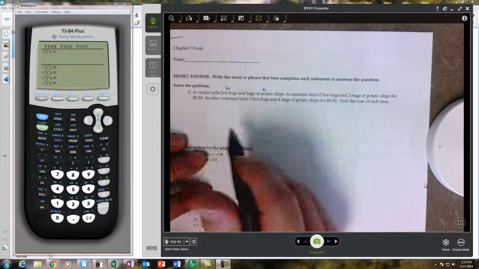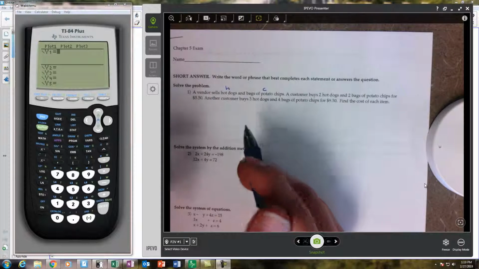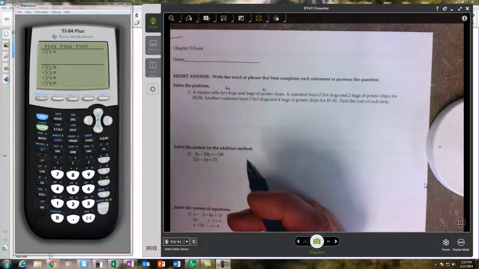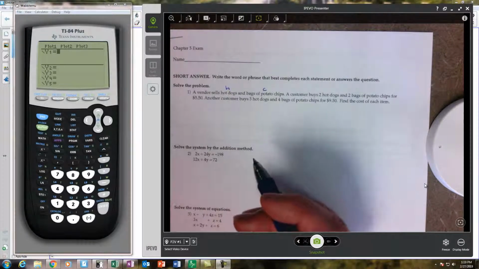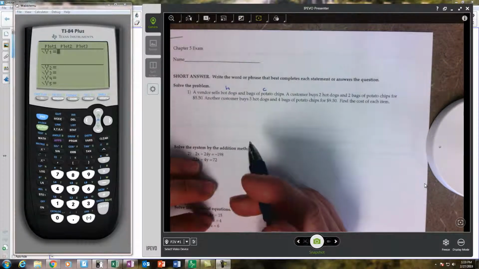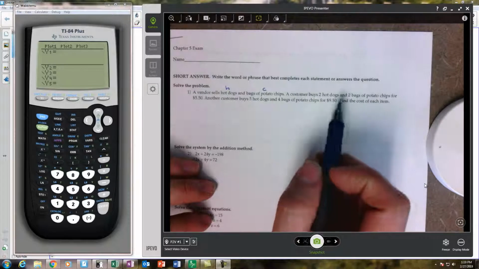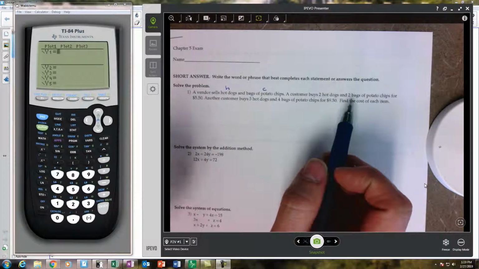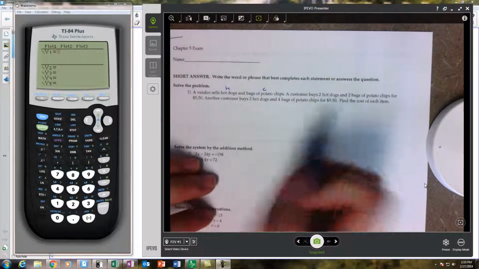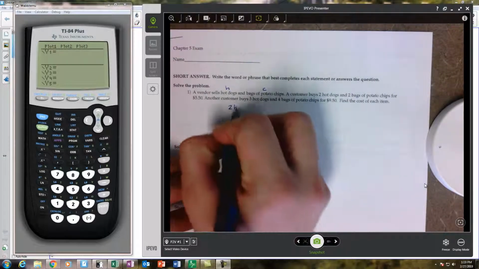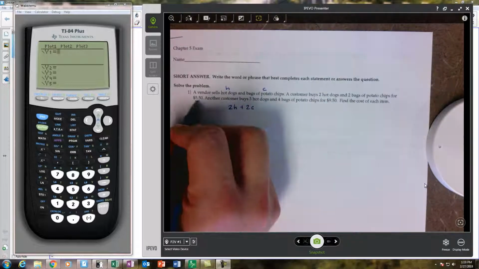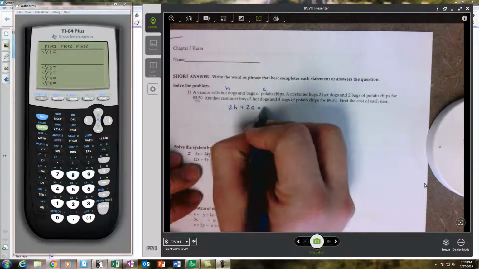I just need some way to identify. I could call them X and Y, but at the end of the day, I've got to identify what X is and what Y is. So for me, I'm just going to use H and C so it's easy to tell. It says a customer buys 2 hot dogs and 2 bags of chips. Now if H is the cost of a hot dog and C is the cost of chips, then I could say that 2H plus 2C equals the cost of that purchase, which is $5.50.